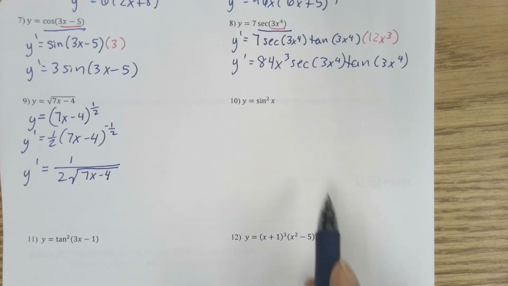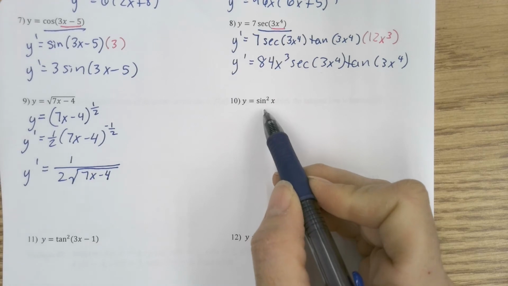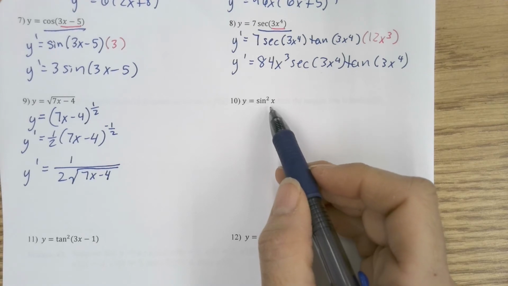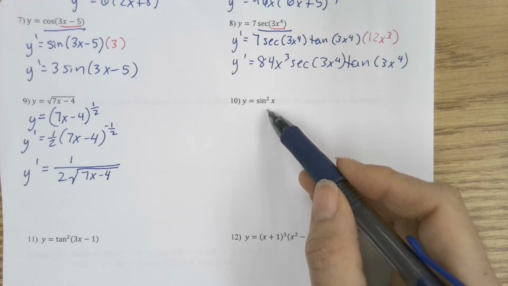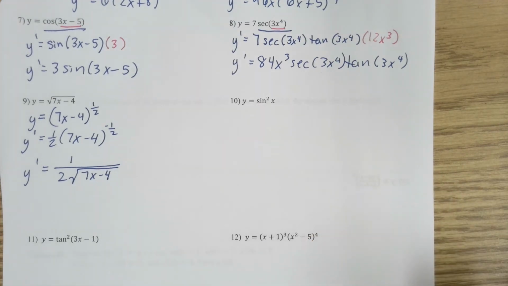All right, take a look at example number 10. You may have remembered that we did an example like this in the trig section, where we rewrote this as sine x times sine x, and we used the product rule. That is absolutely an option here. But what if you had sine to the 5th power? That might be a little bit more work.